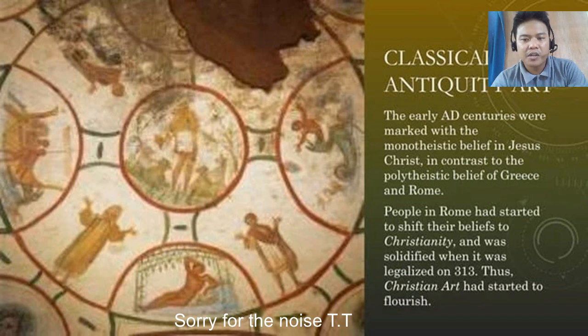The early centuries were marked with a monotheistic belief in Jesus Christ, in contrast to the polytheistic belief of Greece and Rome. So people in Rome had started to shift their beliefs to Christianity.